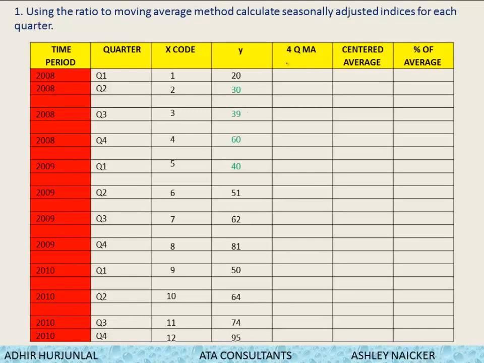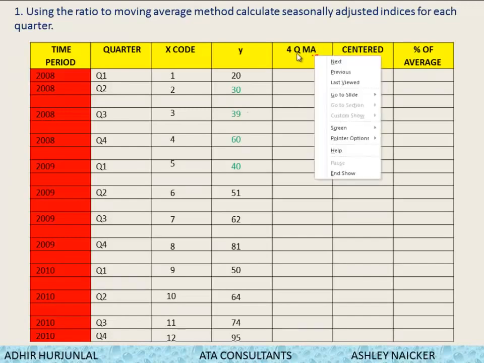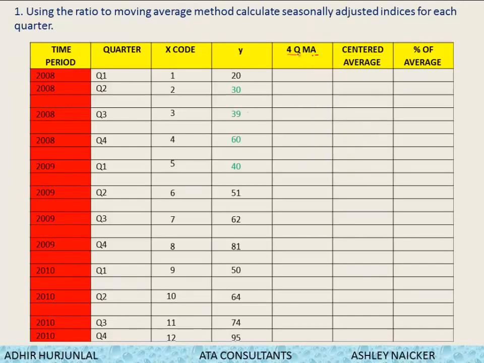Now, as the name suggests, it's an average. I'm dealing with 4 quarters, which means I will take 4 quarters at a time and calculate the average of 4 quarters at a time. Now watch this. I deal with the first quarter, second quarter, third quarter, and the fourth quarter.